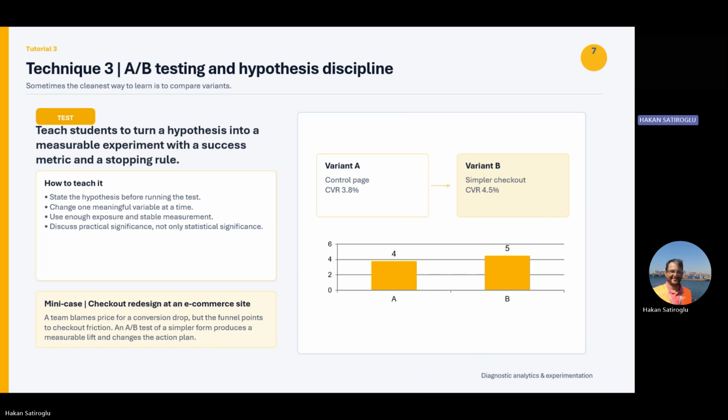I would also mention that experimentation is powerful because it helps avoid arguments based on one personal opinion. A relevant theory point could be hypothesis testing. But I would present it simply. Define what you expect, compare fairly, and decide whether the evidence is strong enough to act.